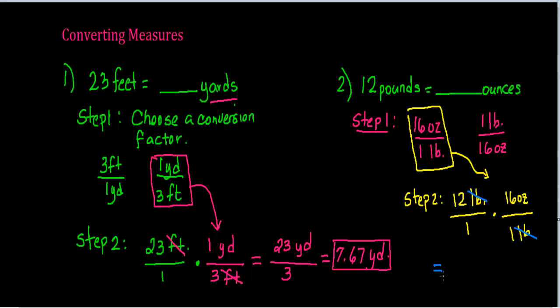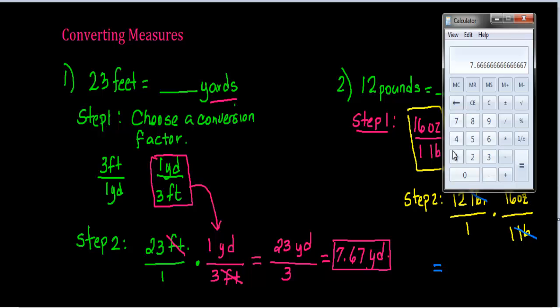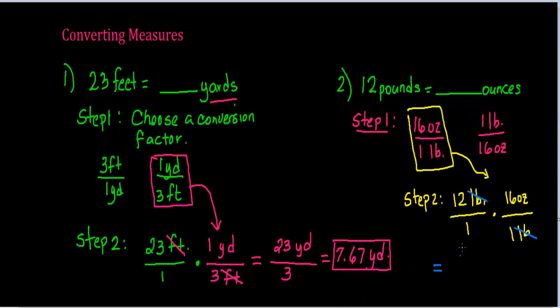What does this equal? Well, 12 times 16 ounces. And let's use our calculator to do that. 12 times 16 equals 192. So numerator times numerator gives you 192 ounces, and denominator times denominator gives you 1. So your final result is 192 ounces. And that's your answer. I hope these two examples help you understand how to convert units.